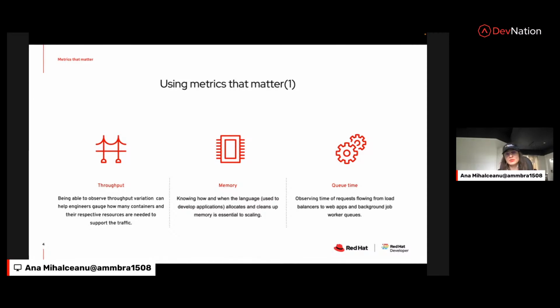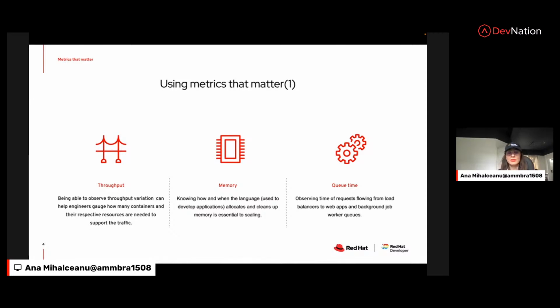The second metric that is important for us as developers to know about is memory, because we need to actually know how the programming language that we're using, the framework that we're using, is allocating the memory, so that we would know how our application will scale.